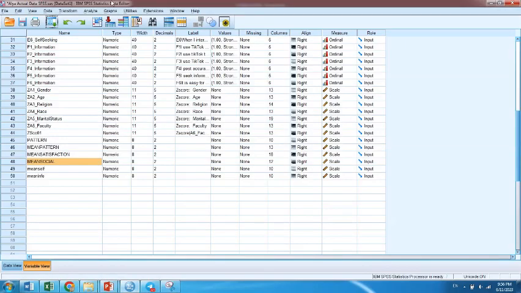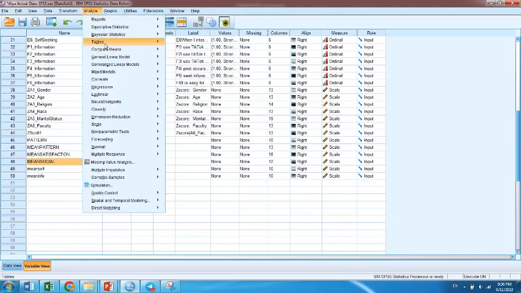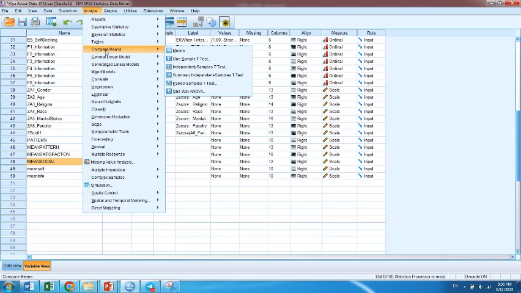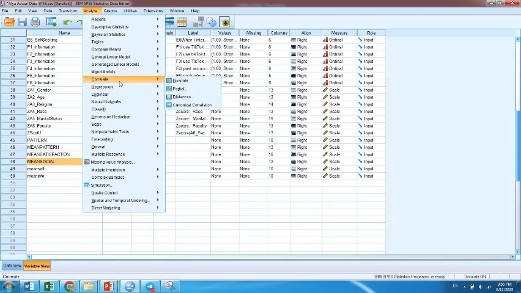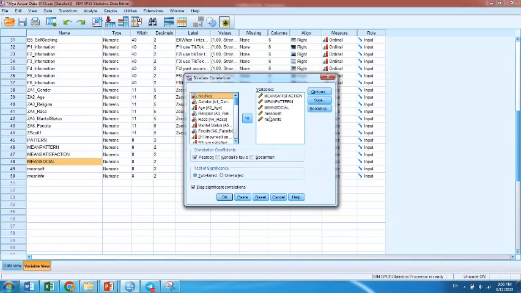Okay, let's go to our data. Make sure you already calculate your mean, compute variable. If you are not sure how to compute variable, please refer to my previous video. You can check compute variable. Now let's go to analyze. Now go to correlate. Where is correlate and bivariate? So what you need to do here, let's do it together.